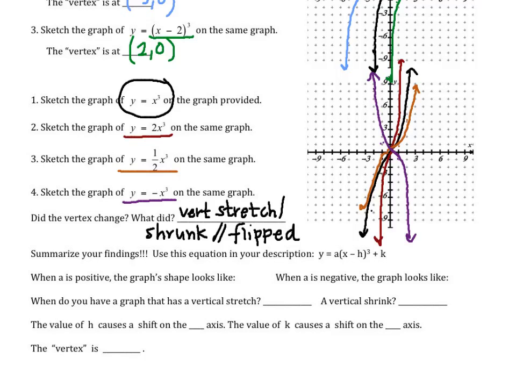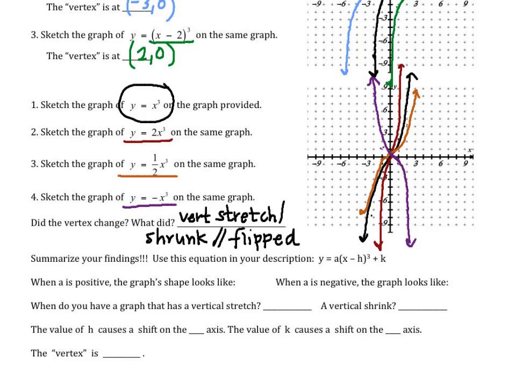So hopefully you came up with the same answer as me. It was vertically stretched, and think about when it was vertically stretched. Hopefully you're thinking same thing as it was for the quadratics. When a is greater than 1, it's going to be vertically stretched. Vertically shrunk, just like on quadratics, when a is less than 1, doesn't matter if it's positive or negative, just if it's a fraction, if the absolute value of it is less than 1. And flipped, again, just like in quadratics, when you have a being negative.